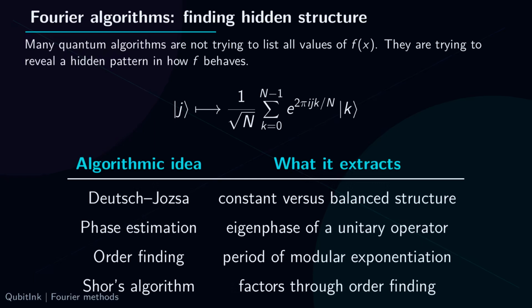Deutsch-Jozsa extracts constant versus balanced structure. Phase estimation extracts an eigenphase. Order finding extracts a period. Shor's algorithm uses that period to find factors.